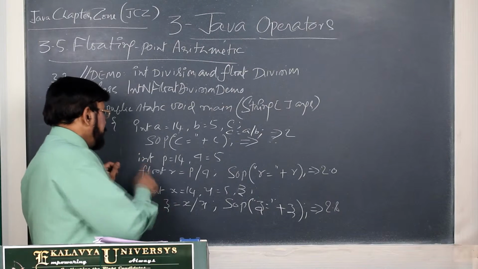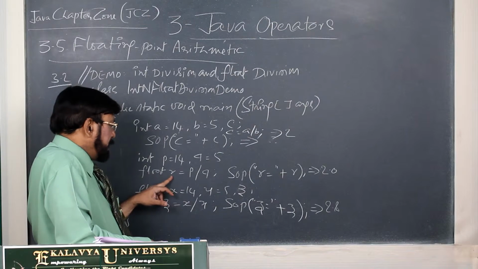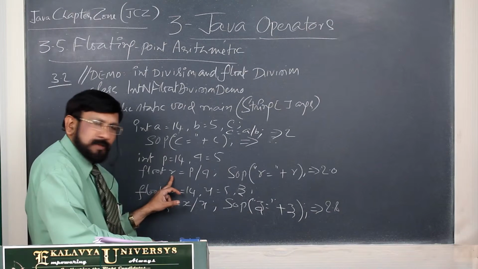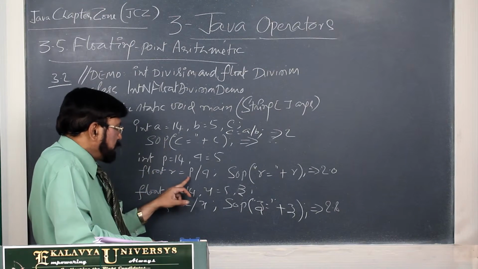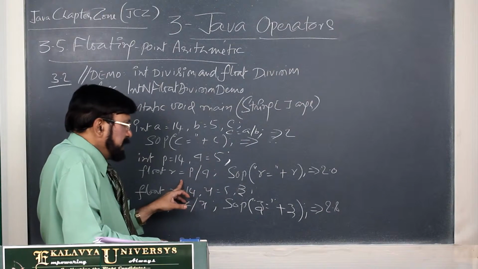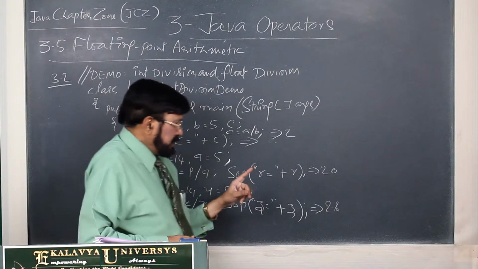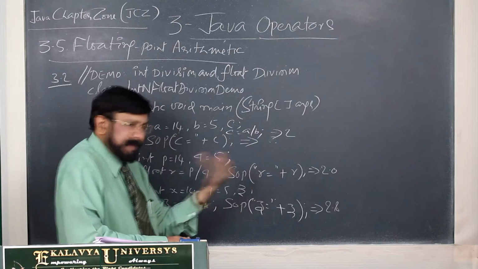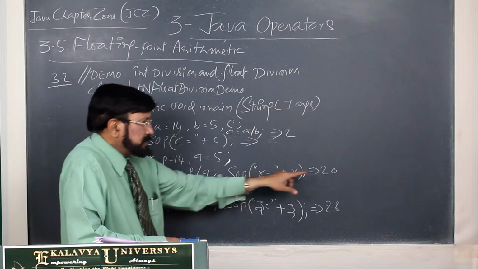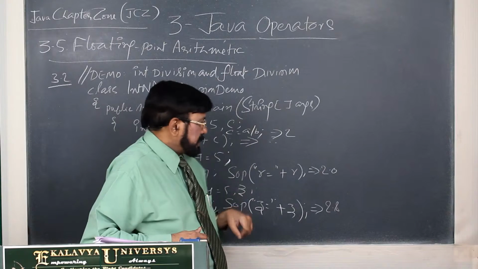Next one, int p 14, q 5, and float r. Now the type of the return value we made as float. Now r is equal to p by q. P by q we made, then r's value we are writing. Now find the difference. As I explained to you, the return value, whatever it is, the 2, is converted into float. That's why you are getting 2.0. 2.0 is not the correct result, 2.8 is the correct result.